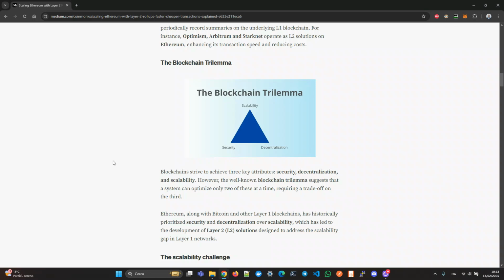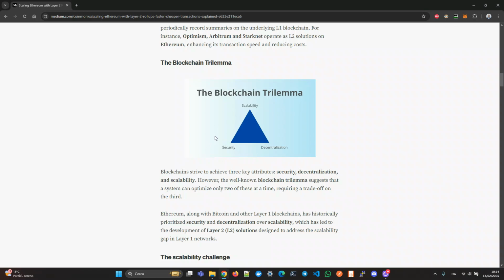Let's talk now about the blockchain trilemma. As you can see here, this trilemma was proposed by Vitalik Buterin. There are three attributes of a blockchain, which are scalability, security, and decentralization. And this trilemma asserts that we could only optimize two attributes of the blockchain, and we could not optimize all three properties.